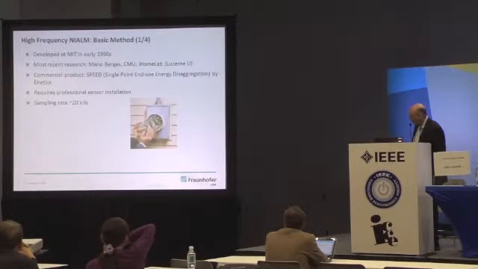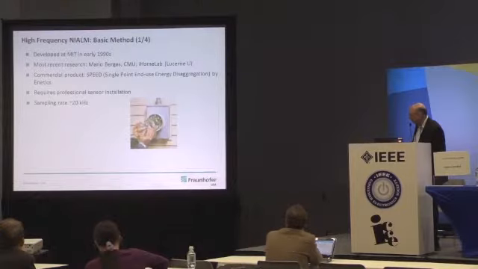and it culminated in a commercial product which is called SPEED. It requires professional sensor installation, that is, a professional electrician needs to put something on top of a regular meter, and it has a sampling rate of about 20 kilohertz. So this is not the smart meter.